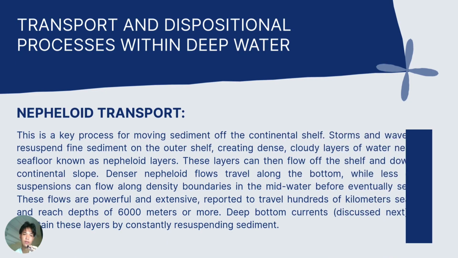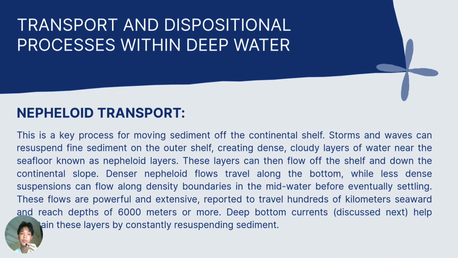And last, nepheloid transport. This is a key process for moving sediment off the continental shelf. Storms and waves can resuspend fine sediment on the outer shelf, creating dense, cloudy layers of water near the seafloor known as nepheloid layers. These layers can then flow off the shelf and down the continental slope.